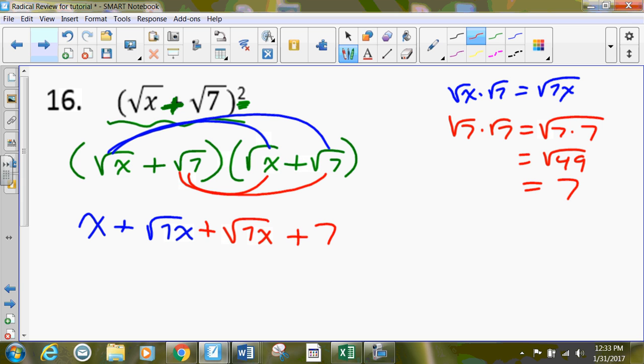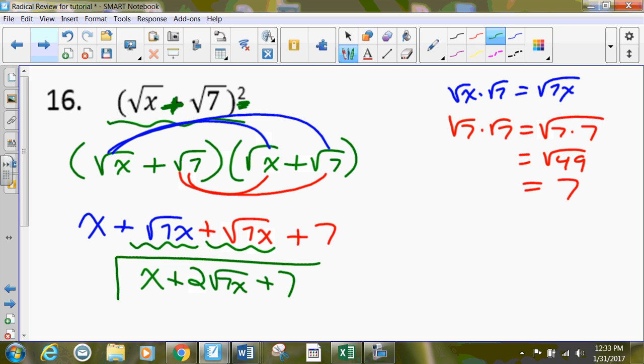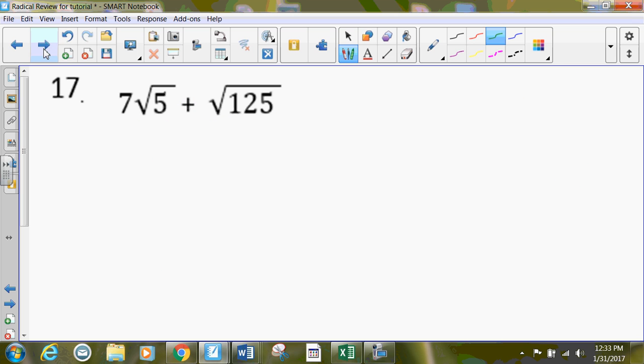All right, so we're going to pull this together, and we've got a very colorful problem. We've got x plus, okay, we've got a square root of 7x. We have another square root of 7x. How many do we have together? We have 2 of them. Can I combine any of these terms? No, they're all unlike terms, and we cannot combine them. That's as simple as we can get.